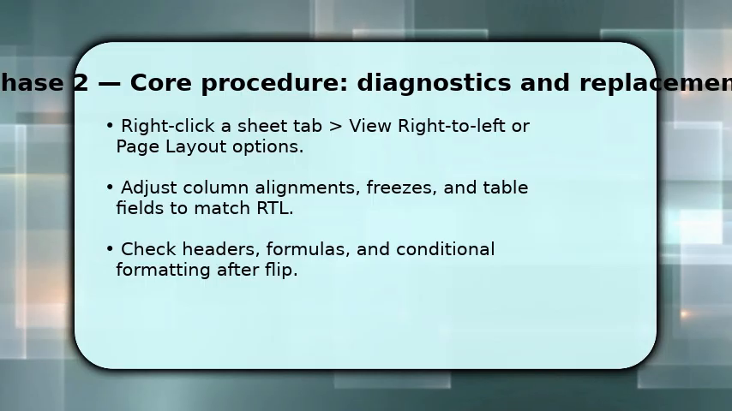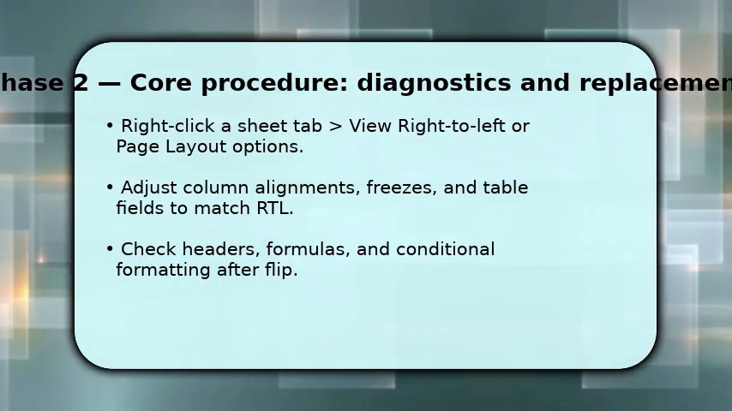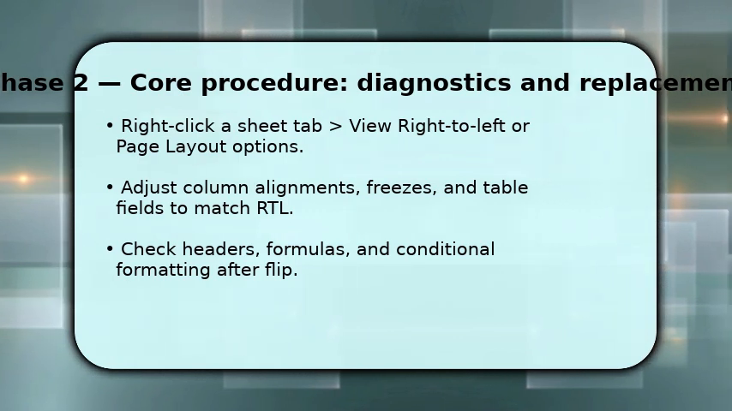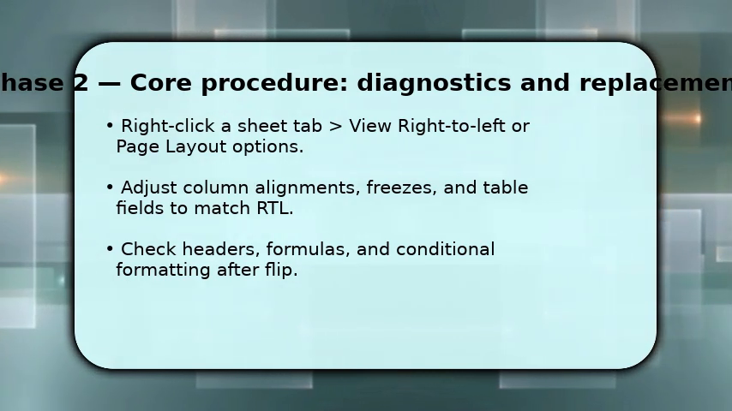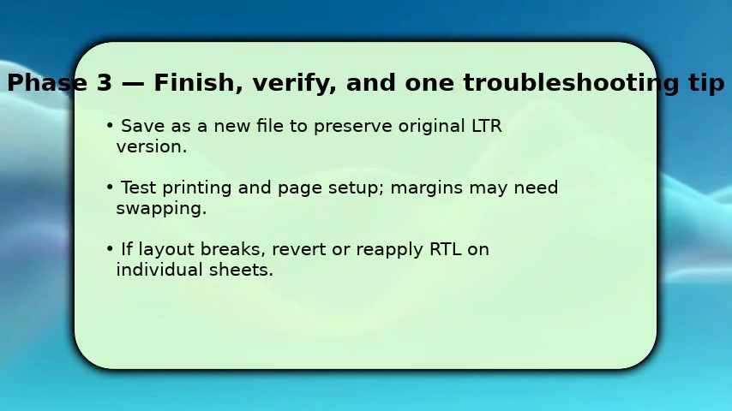Check headers and formulas carefully. Relative references don't change direction, but visual order does. So update named ranges or validation lists as needed to avoid broken links. Finish by saving a new copy, so you keep an LTR original while testing RTL behavior.